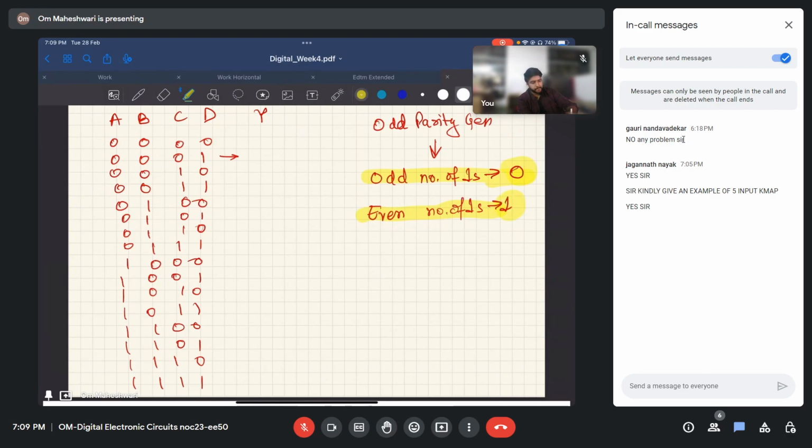So what does that mean? So we have 0, that is an even number, so we'll write 1. 1 is odd, 1 is odd, even, odd, even, even, odd, odd, even, even, odd, even, odd, odd, even. Okay, this is how an odd parity generator will have the truth table. Okay, so now we will just draw a K map for this. So we will have a 4 input K map, 4 variable K map.